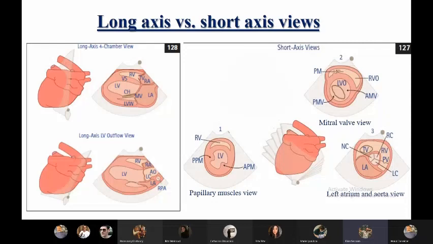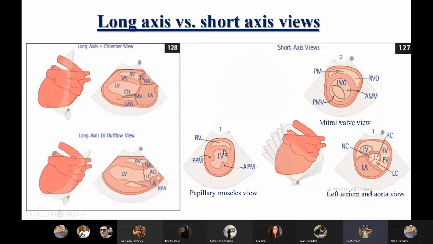To begin with the basics, a long axis view is an imaging plane that is parallel to the long axis of the heart, as seen here in these 2 images. A short axis is an imaging plane that is transverse to the heart, so it is sliced as in these images. The heart is seen sliced.